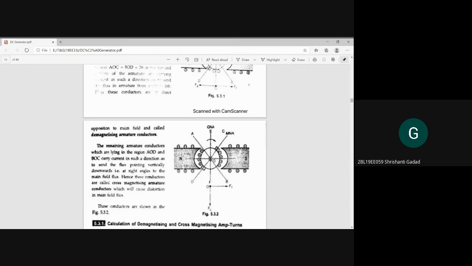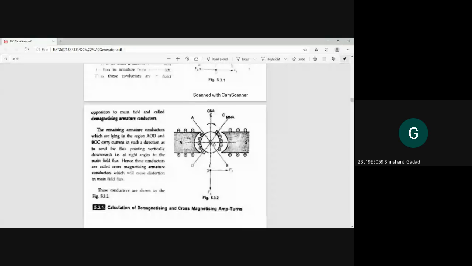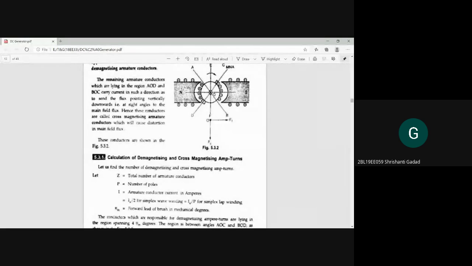Sir, both the demagnetizing and cross magnetizing conductors will affect the same cause, no, sir? Like it affects the main field flux. Remember, this demagnetizing flux as well as cross magnetizing flux, they are the components of armature flux.